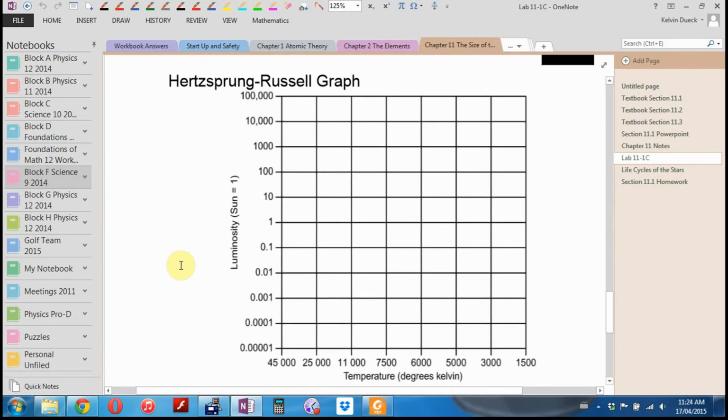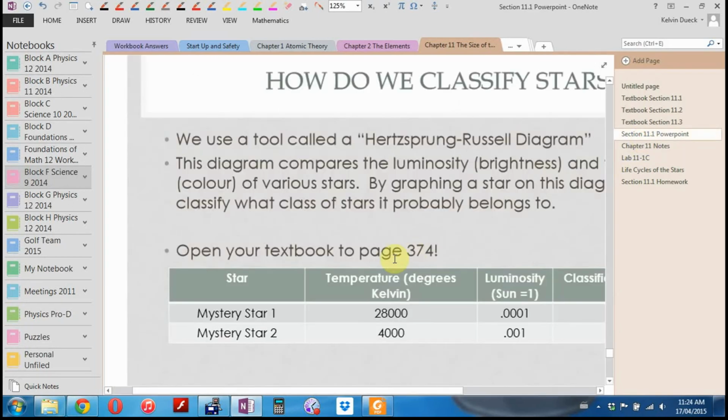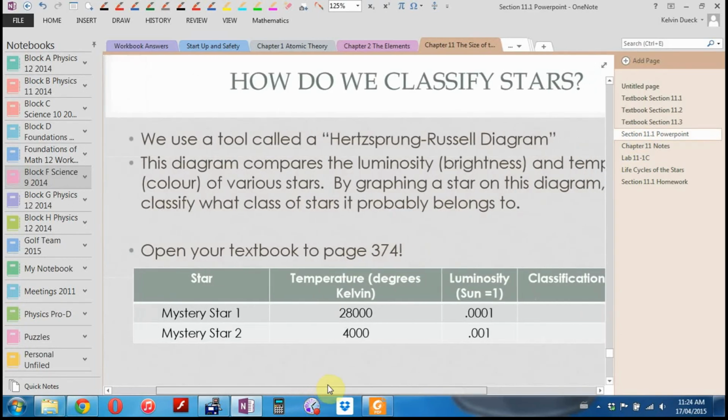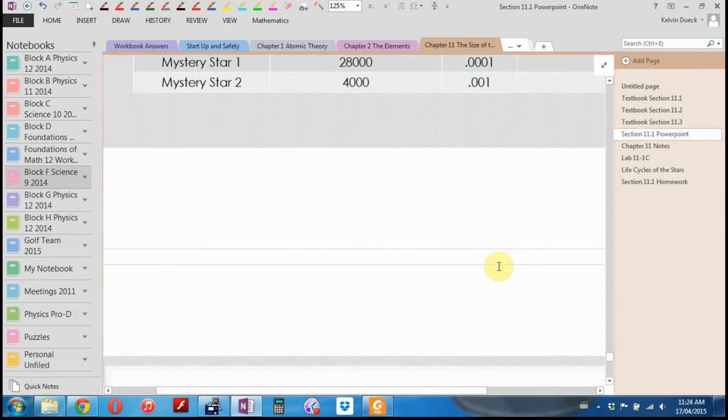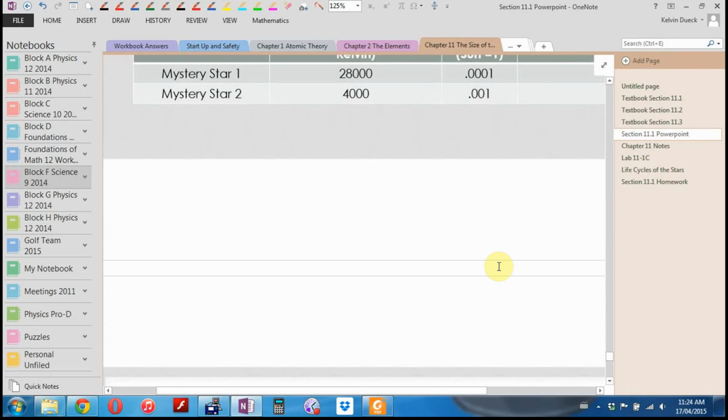I'm going to classify a mystery star. Ready? So here is the data. I've been observing a star through a telescope, and I'm not going to tell you how we get these measurements. That's too complicated. But I've calculated, based on observations, that it has a temperature of 28,000 degrees and a luminosity of 0.0001. Okay? It's got a temperature of that and a luminosity of that.